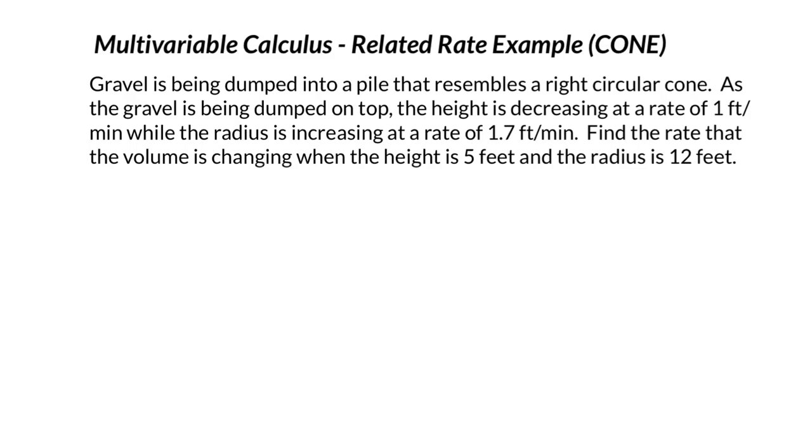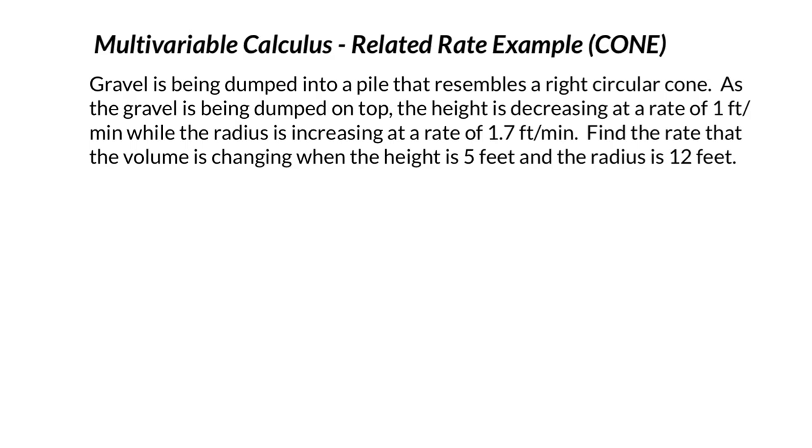Gravel is being dumped into a pile that resembles a right circular cone. As the gravel is being dumped on top, the height is decreasing at a rate of 1 foot per minute, while the radius is increasing at a rate of 1.7 feet per minute. Find the rate that the volume is changing when the height is 5 feet and the radius is 12 feet.